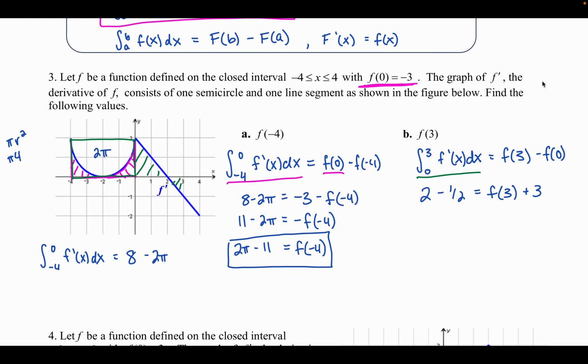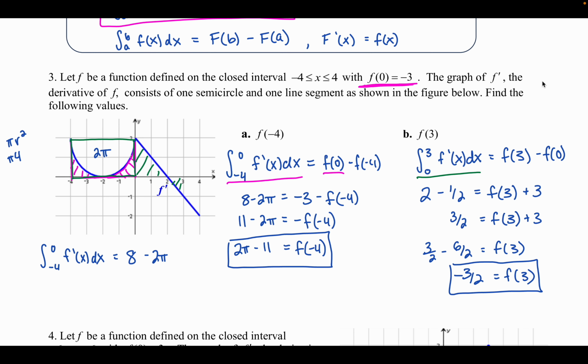So I'm going to solve this equation now. It's going to be 3/2 minus 3. So 3/2 minus 3, so it'll be minus 6/2. It'll be minus 3/2. Okay.